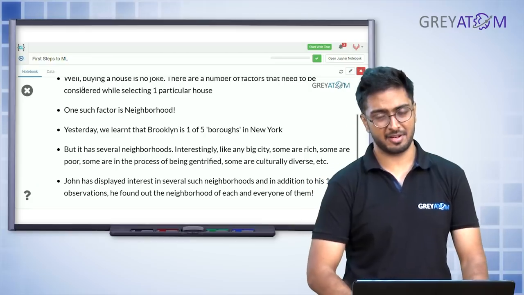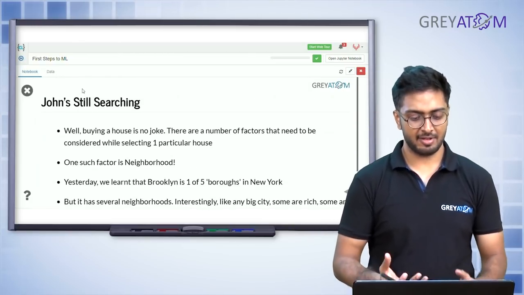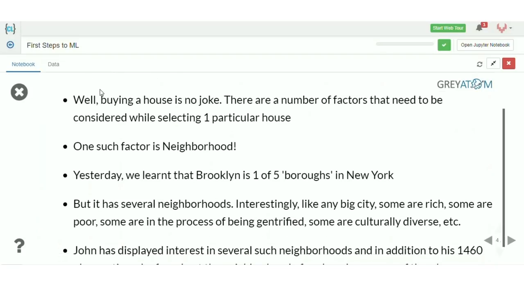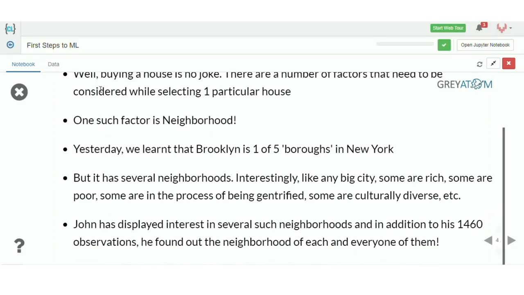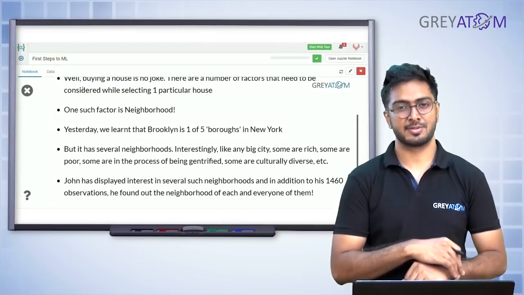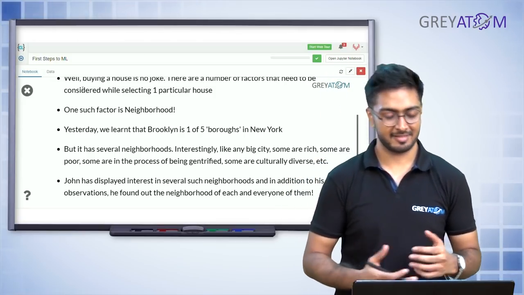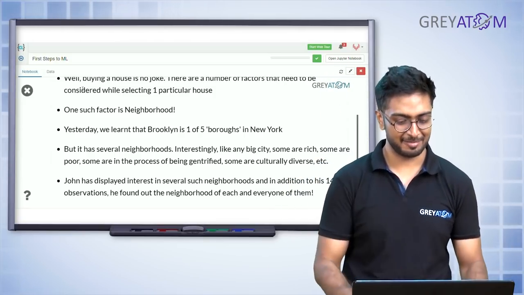So first up is the introduction to probability. John is still searching. Buying a house is obviously no joke. There are a number of factors that need to be considered while selecting a particular house. One such factor is neighborhood. Yesterday we learned that Brooklyn is one of the five boroughs in New York. So New York is split into five different regions, Brooklyn is one of them, and then there is Manhattan. There are a couple of others, I forgot the names.